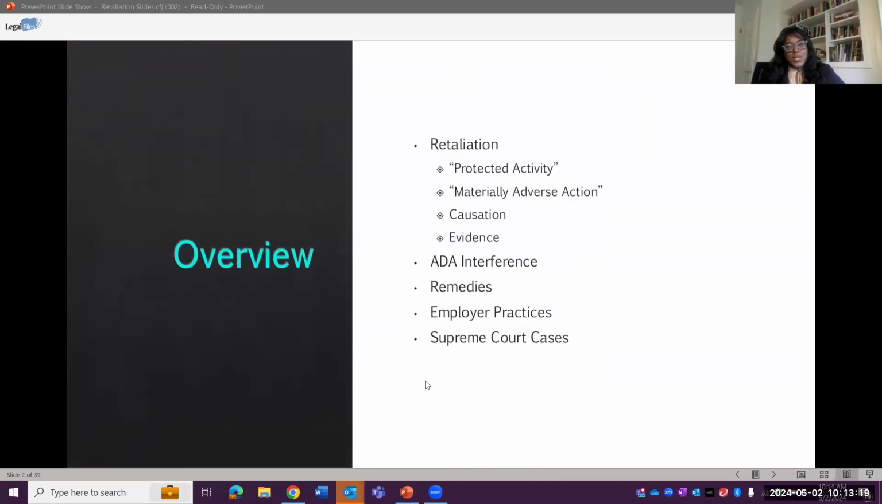So the overview of this presentation is we're basically going to be talking about 5 main parts. First, we're going to talk about retaliation generally. We will define terms like protected activity and material adverse action. We will also discuss causation and evidence standards that will be used in retaliation cases. Additionally, we will review the concept of ADA interference, what remedies are available, and then we'll review some US Supreme Court cases. And finally, consider some best employer practices for making a workplace ideally free of retaliation.